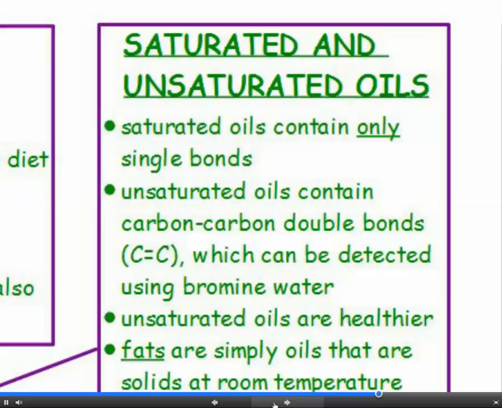Now, unsaturated oils in our diet are healthier for us than saturated oils. Now, if you come across the term fats, it simply means oils that are solids at room temperature.